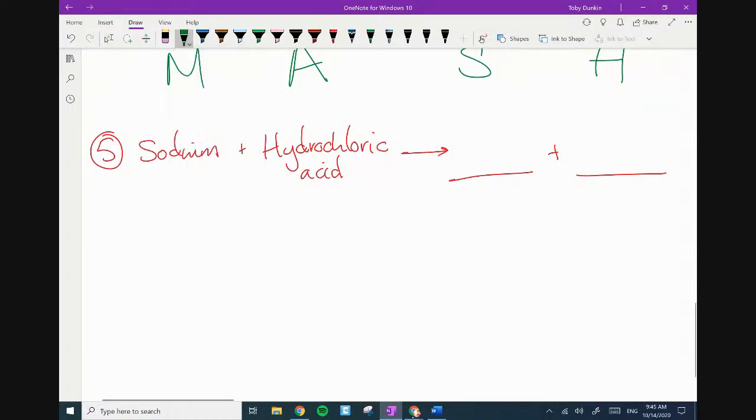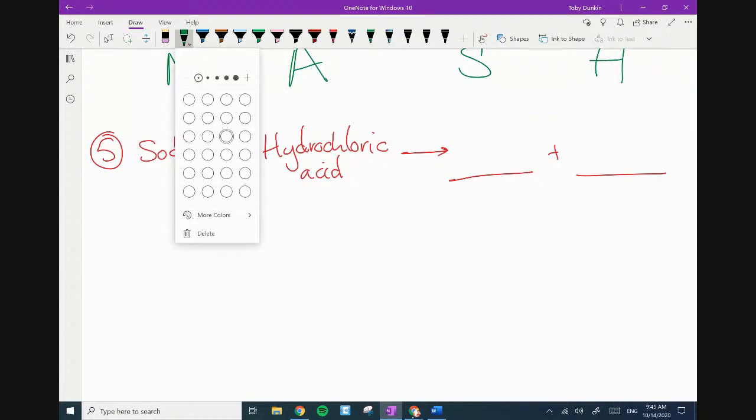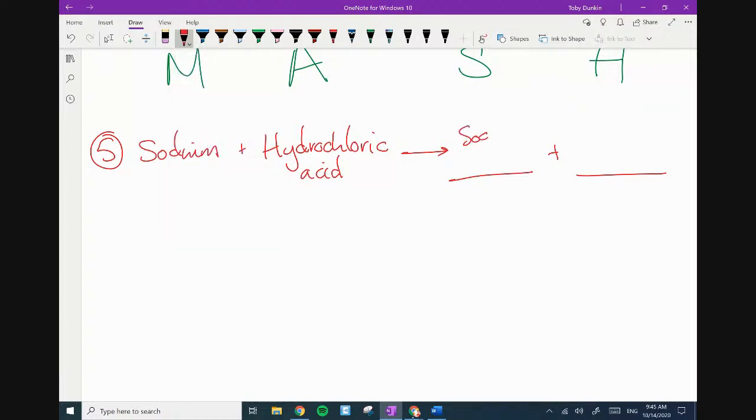Let's change it. Number six. I'm going to stick with red, actually. I really like these. I like doing the questions in red. By the way, I like adding in the answers. Sodium chloride and hydrogen. Sticking with the word equations, which is amazing.